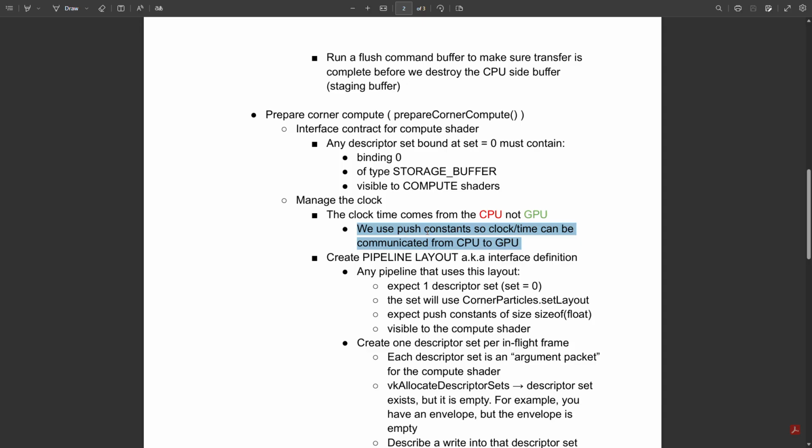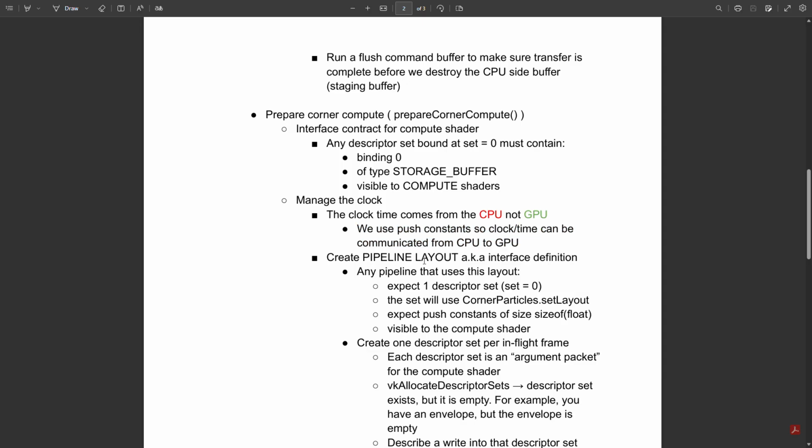And actually, push constants are in registers and stuff. They're in hyper local memory, so it's super fast. But anyway, we use push constants so the clock time can be communicated from CPU to GPU.